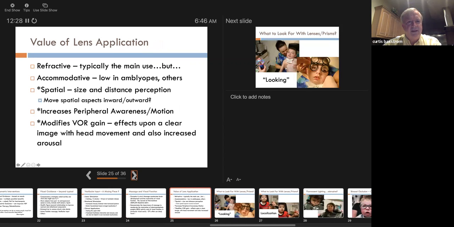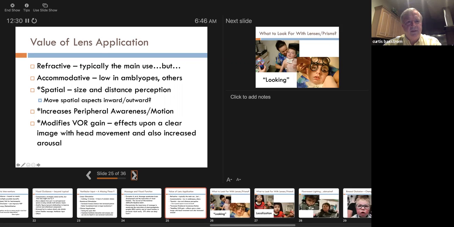And then the value of a lens application, we always know that as optometrists, we're going to refract the patients. But there's some other aspects. If you take a low plus lens, plus 50, and put it in front, generally you'll notice that there's more motion in the periphery. That could help often these patients orient.